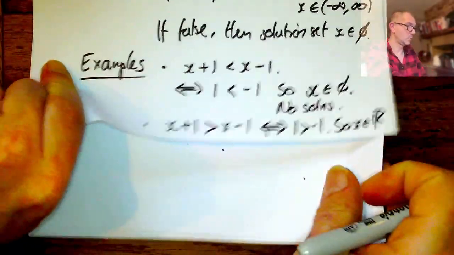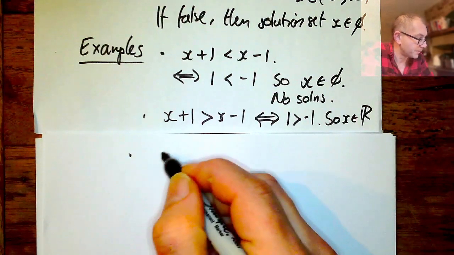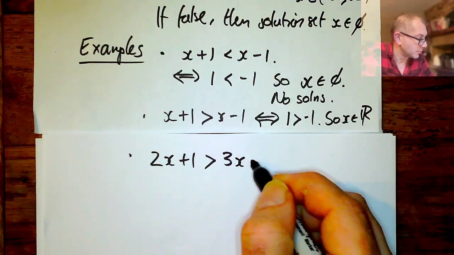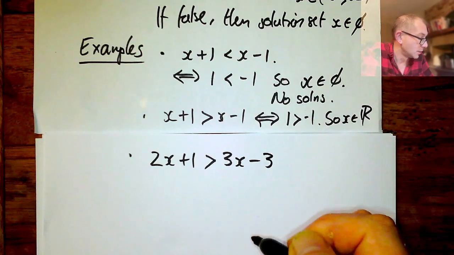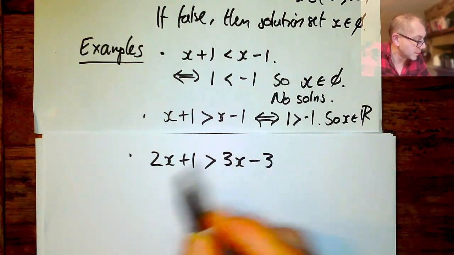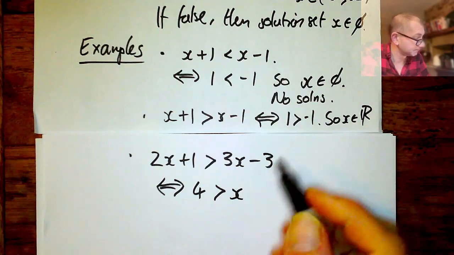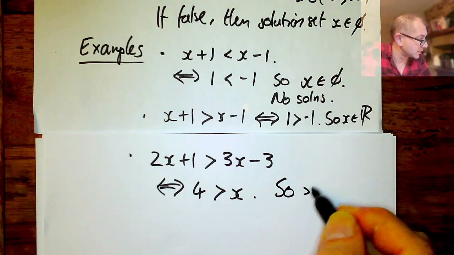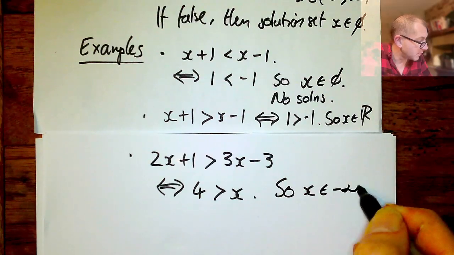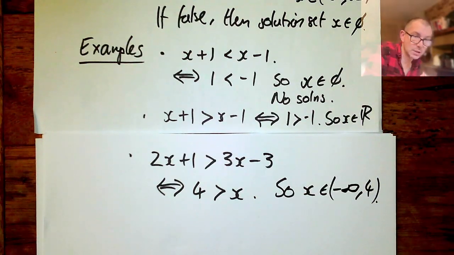And then let's just take one more case. If we have 2x plus 1 bigger than 3x minus 3. Let's look at that. So take 3 over to this side, take 2x over to that side. This is true if and only if 4 is bigger than x. So in this case, the solution set is x in anything that is less than 4. So it's anything from minus infinity all the way up to 4. And that's how you do linear inequalities in one variable. And we'll look at quadratic ones next.